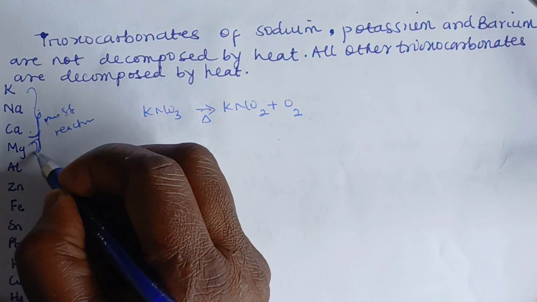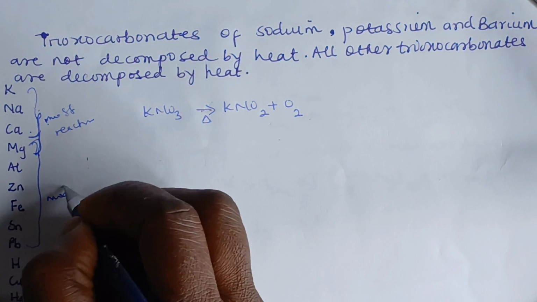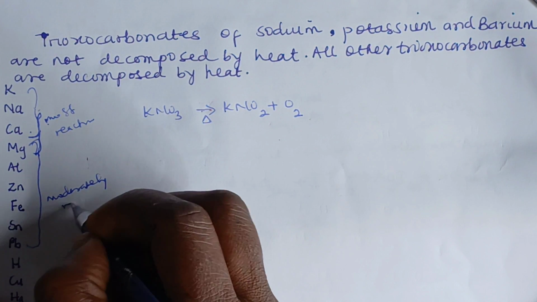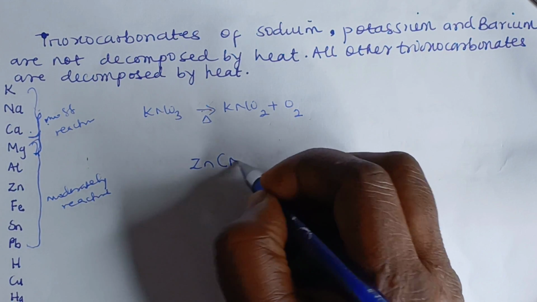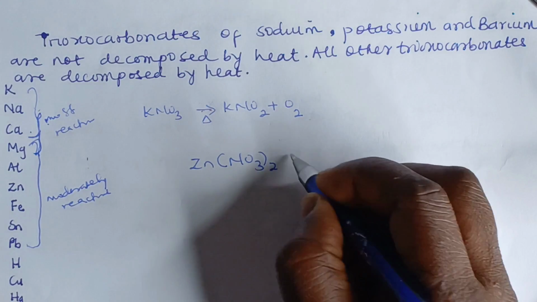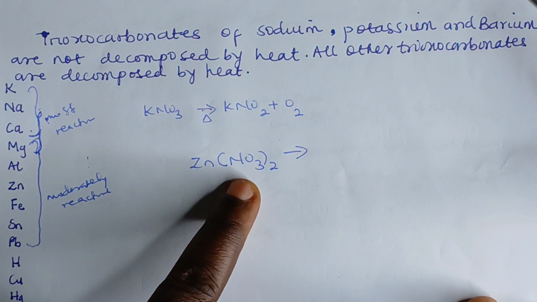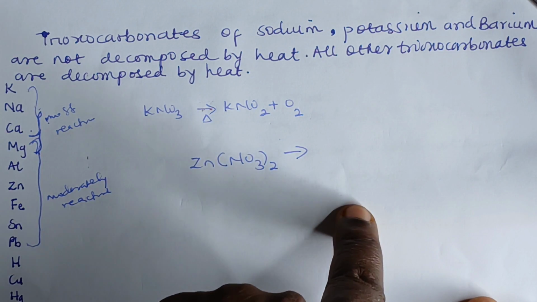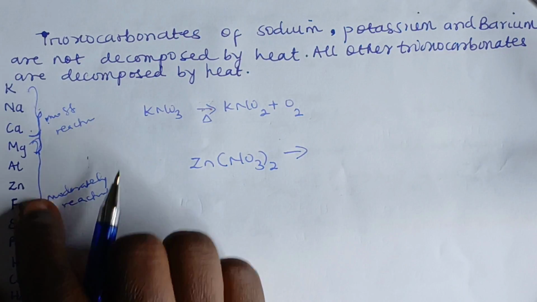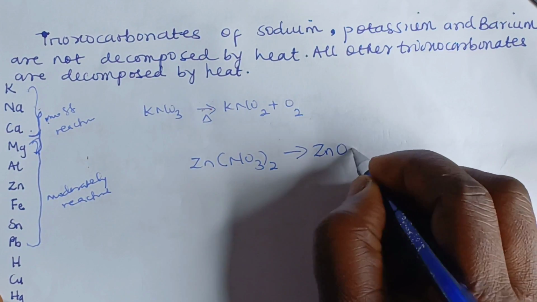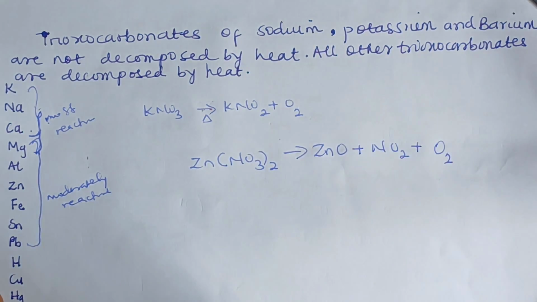Now, from magnesium to lead, they are moderately reactive. When you heat any of their trioxonitrates, like zinc trioxonitrate, this kind of reaction involves a single reactant breaking down to give different products. Heated, any of this category will give you their oxide, like zinc oxide, nitrogen(IV) oxide, a brown gas, and also oxygen.